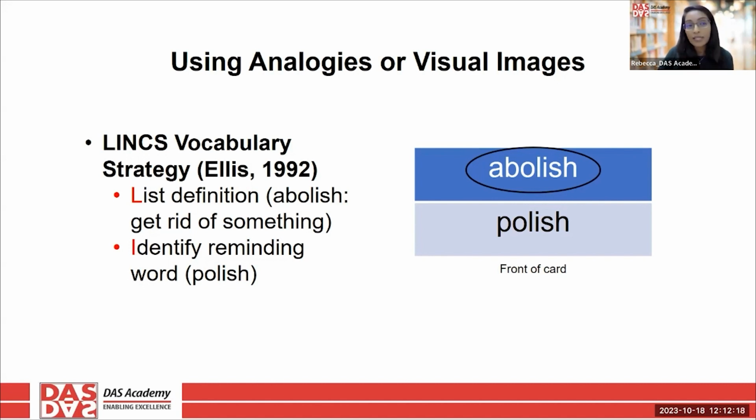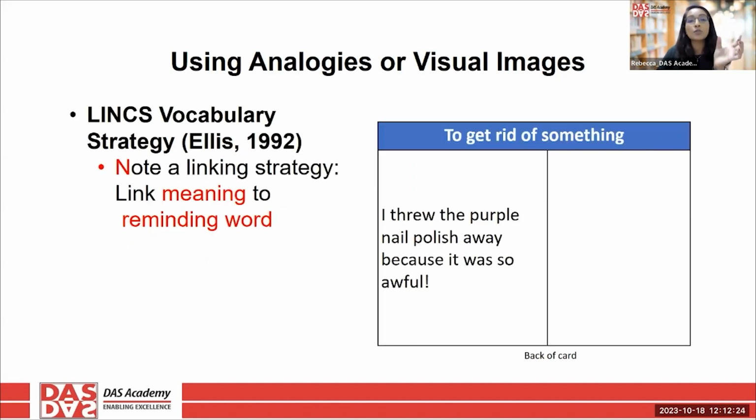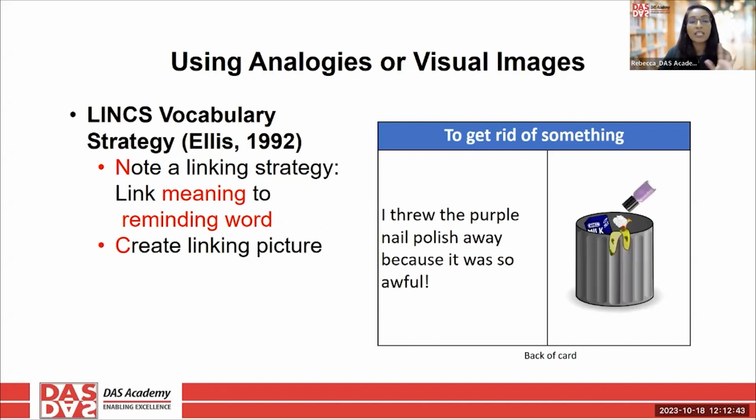And the student-friendly definition is to get rid of something. So we're going to write it at the back of the card like this. So, to get rid of something, and then you write down the linking story, which is I threw the purple nail polish away because it was so awful. So the linking story demonstrates to get rid of something. And I'm going to create a linking picture showing that I'm throwing away my purple nail polish.